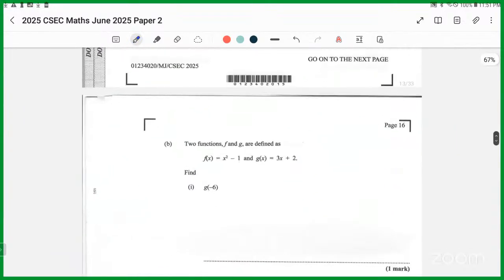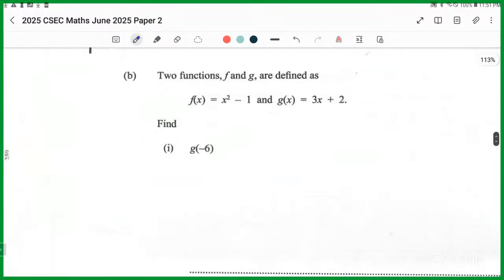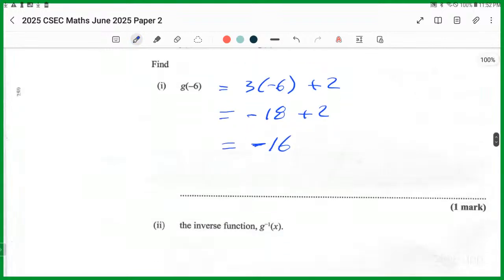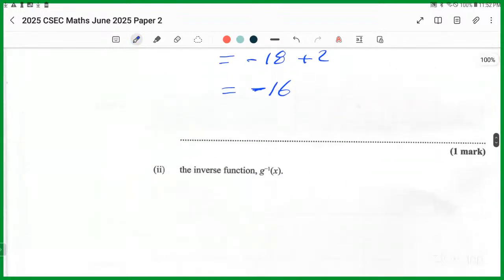Next part says two functions f and g are given as those. They want g of negative 6, so we put negative 6 into the g function. It becomes 3 times negative 6 plus 2. 3 sixes are 18, negative 18 plus 2. Negative 18 plus 2 is negative 16. Done. That is it.